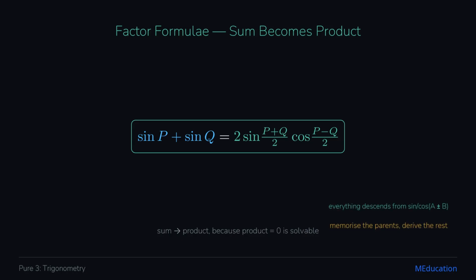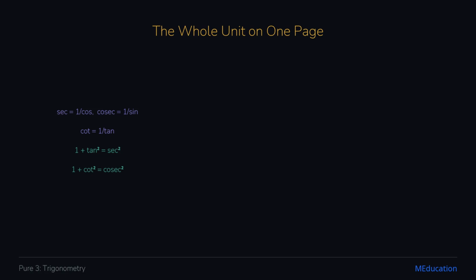And that is the secret of the whole unit. You are not memorizing 20 unrelated spells, you are learning one parent formula and watching its children appear. Sum to product, double angle, R form, all of it traces back to the trig of a sum. Know the parents and the family comes to you.